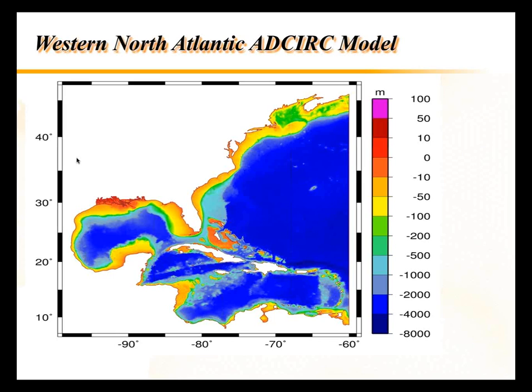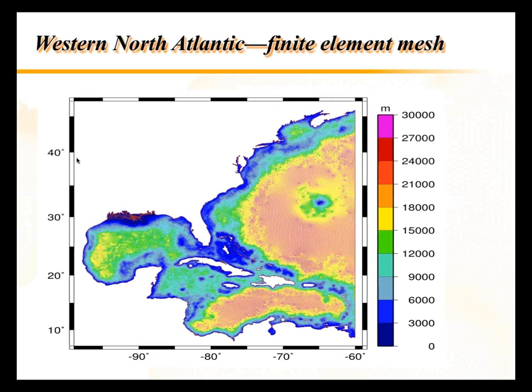Now I mentioned that we use very large domains, and for us a typical domain would be the western North Atlantic Ocean. So this is a graphic of the bathymetry of the western North Atlantic. You can see the outline of the East Coast, Florida, Gulf of Mexico. The colors represent bathymetry. So blue is deeper water, then you see the continental shelf, and then you see the inland areas.